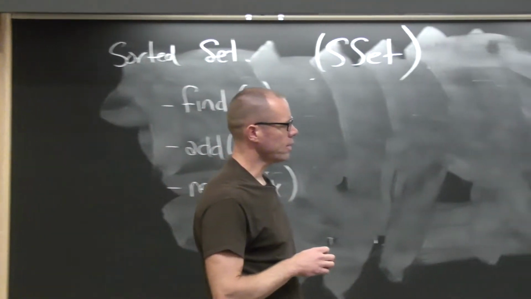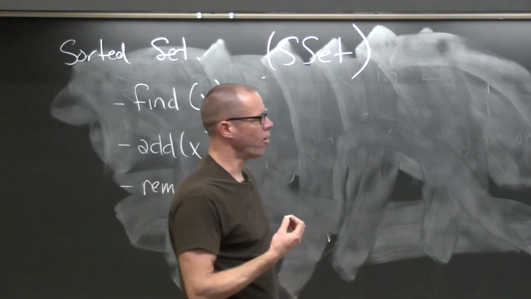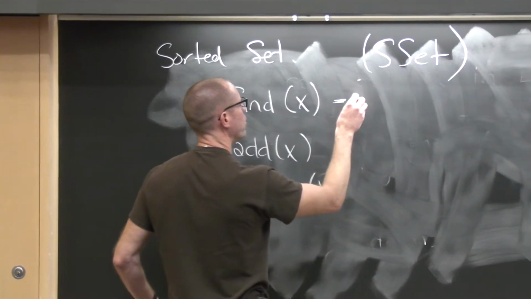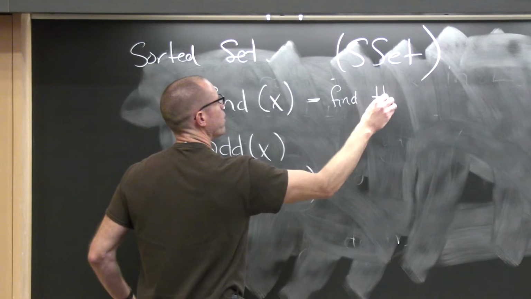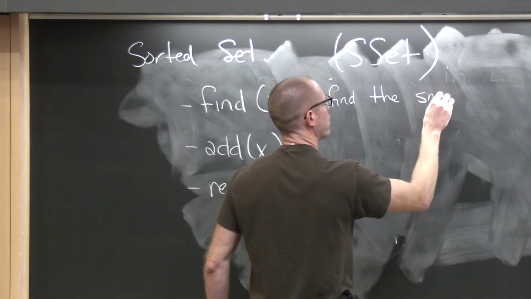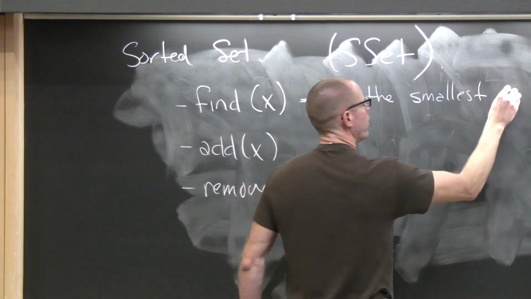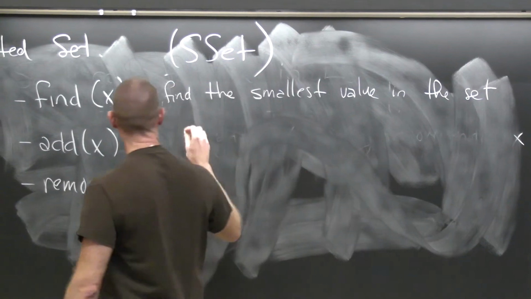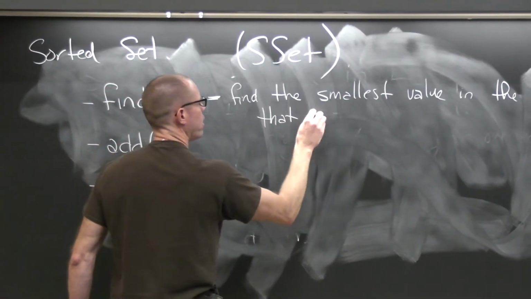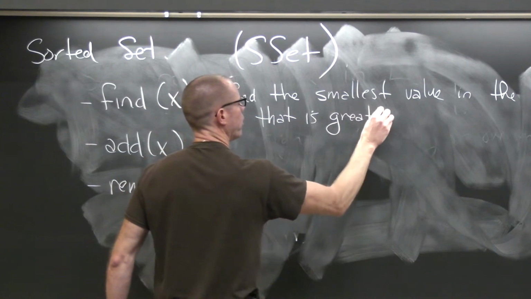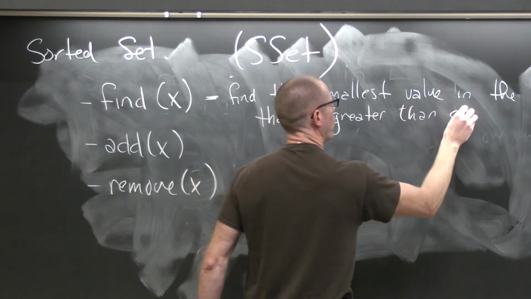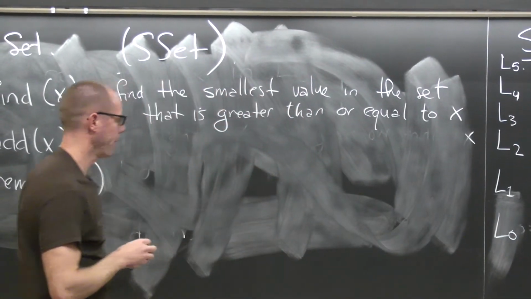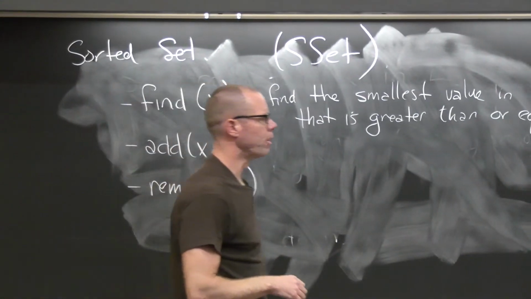And find here means something very specific. So you want to find the smallest value in the set that is greater than or equal to x. All right. So let's see if we can use a skip list to do that.